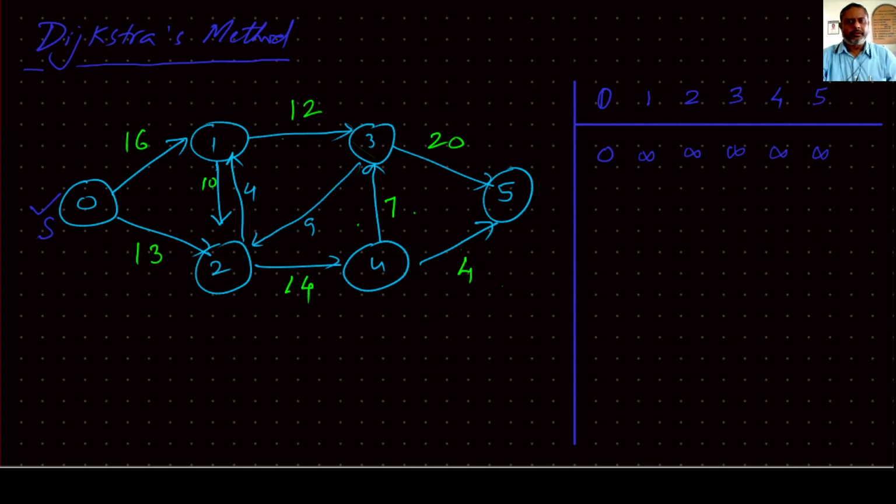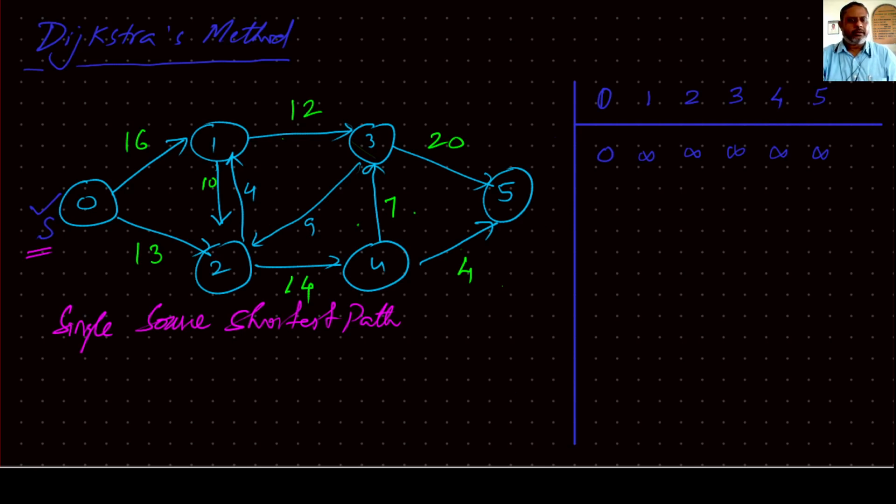Let's continue our discussion on finding the single source shortest path. That means from one source, the shortest path to all other nodes is to be found. And in our previous session, we have seen one method. The extension of that method is what we call Dijkstra's method.